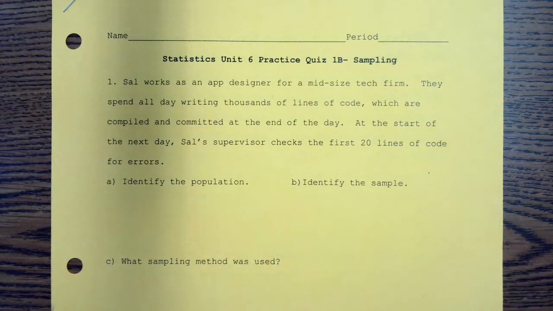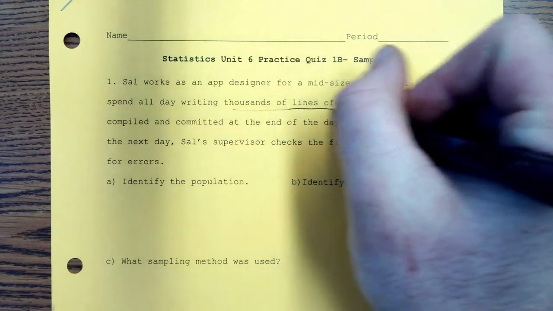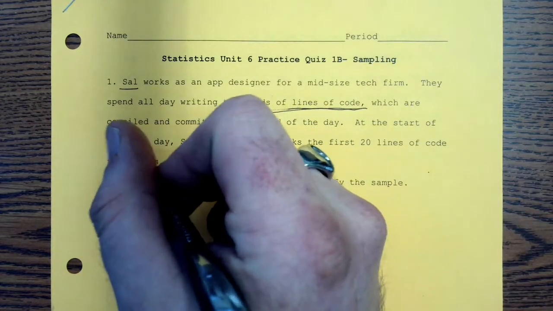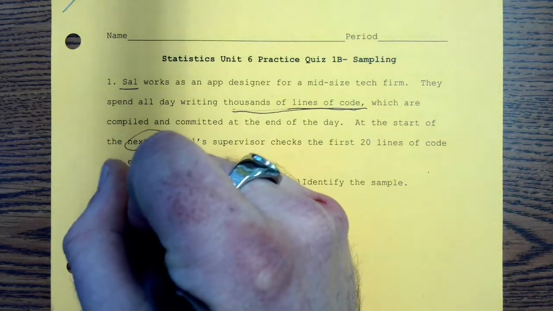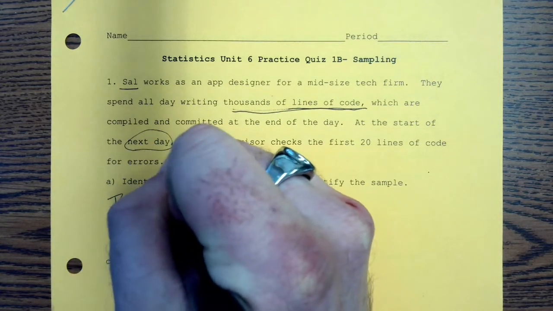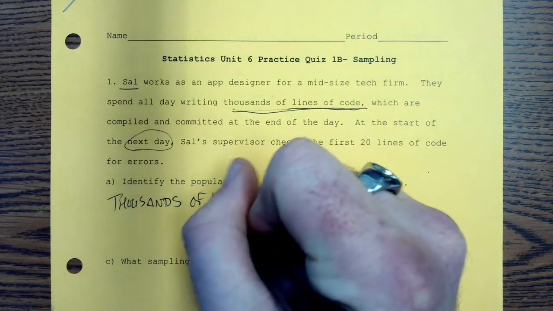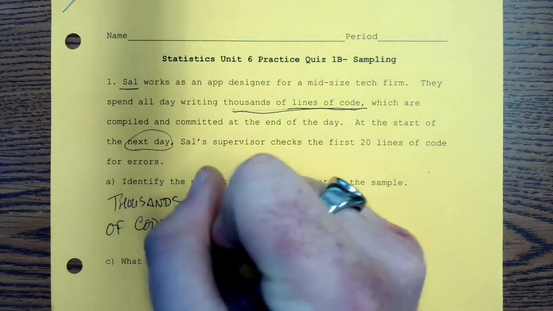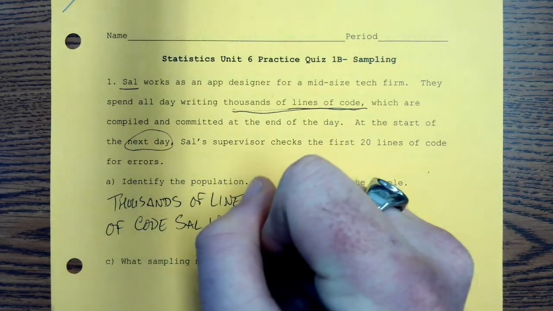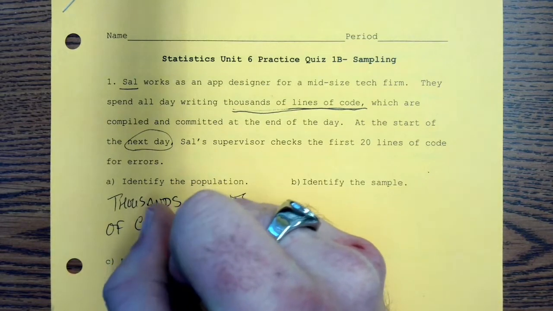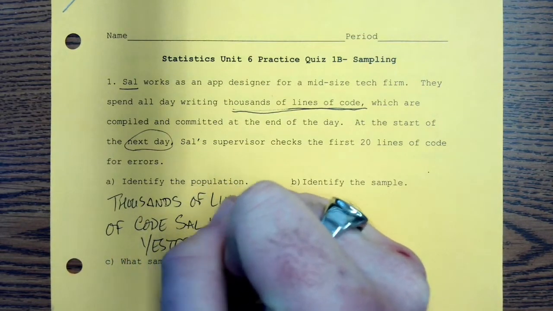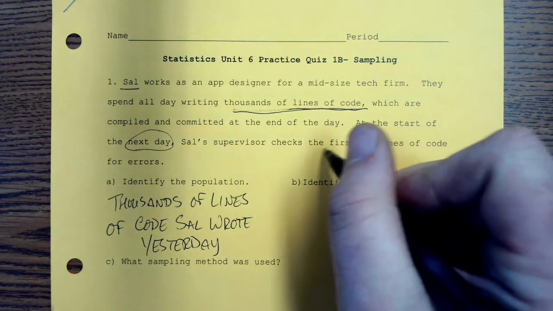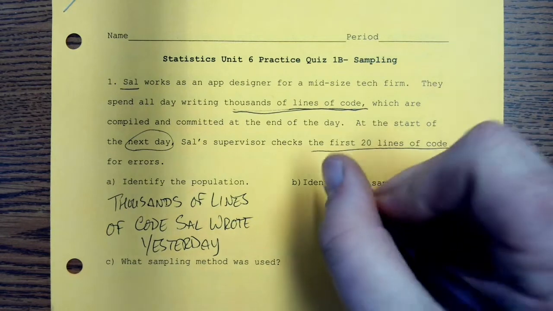So the population that we're drawing from are the thousands of lines of code that Sal wrote yesterday, since we're talking about the next day. And the sample, well, the supervisor checked the first 20 lines of code from yesterday.